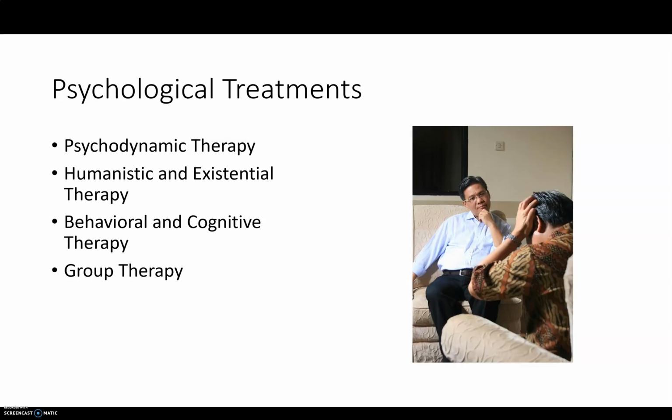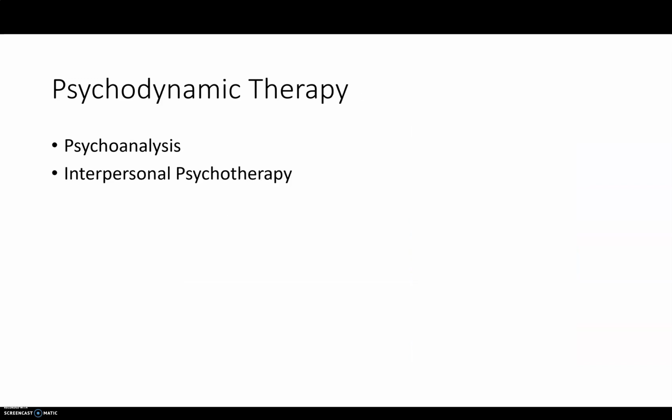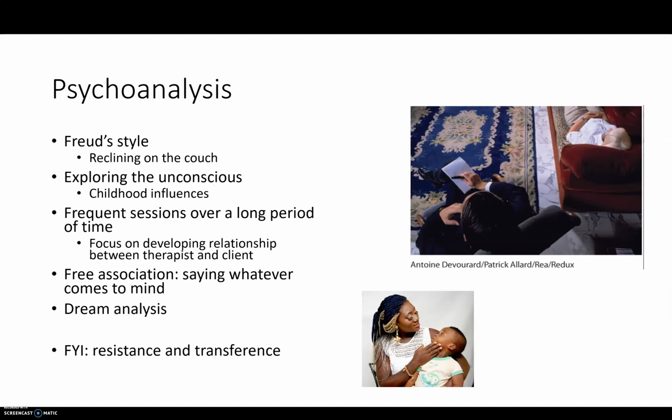So here's kind of the outline. Psychodynamic therapy we'll talk about first, humanistic and existential therapy, behavioral and cognitive therapy. There's also cognitive behavioral therapy, CBT, which is a very common technique employed, and group therapy at the end. Okay, so first, psychodynamic therapy. Two types of therapy fall under this that we'll discuss: psychoanalysis and interpersonal psychotherapy.